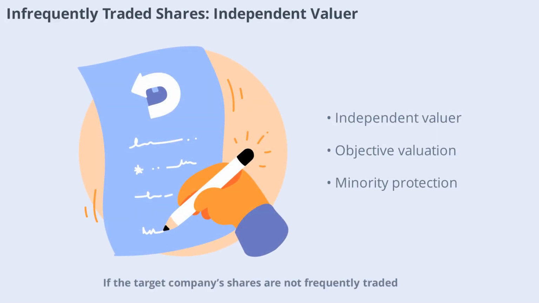If the target company's shares are not frequently traded, market-based parameters can't be used. Instead, the offer price is determined by an independent registered valuer, using book value, comparable company multiples, and other accepted methods. This change, introduced by the 2025 amendment, strengthens minority shareholder protection and ensures objective valuation.